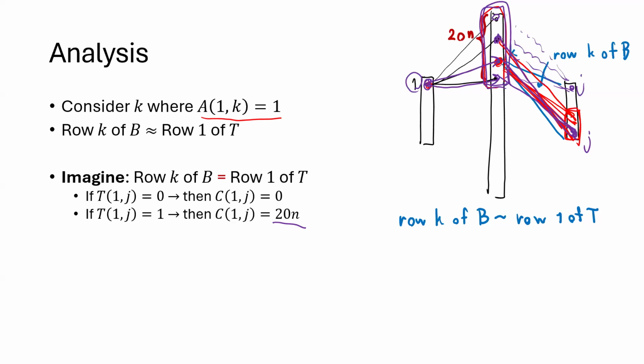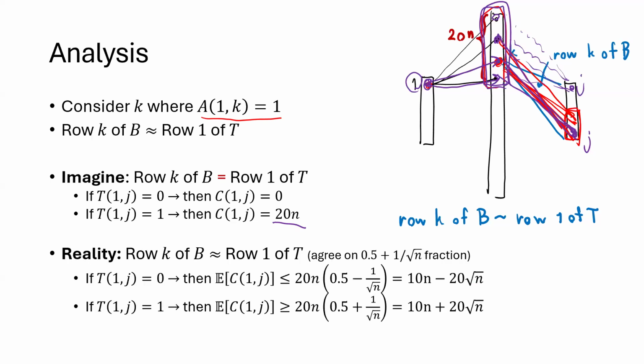But now we just have some correlation, where we have some bias of root N. And we just need to calculate, and we're going to get what we want. So now this row and this row are correlated on a half fraction, but with some bias of 1 over root N. So it means that if T1j is 0, then in expectation, this is going to be less than 20N times this bias.